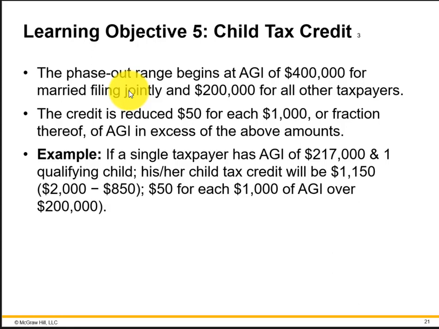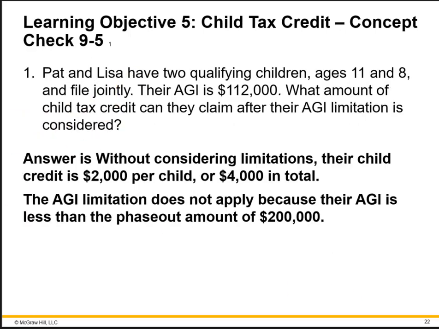So example, single taxpayer has AGI of 217, so they're over the $200,000 threshold by 17,000. Her child tax credit will be the $2,000 for one child minus $50 times 17, which is $850. So we're over by $17,000. That is how it's calculated then. So the actual amount would be $1,150 for the credit in this example case.